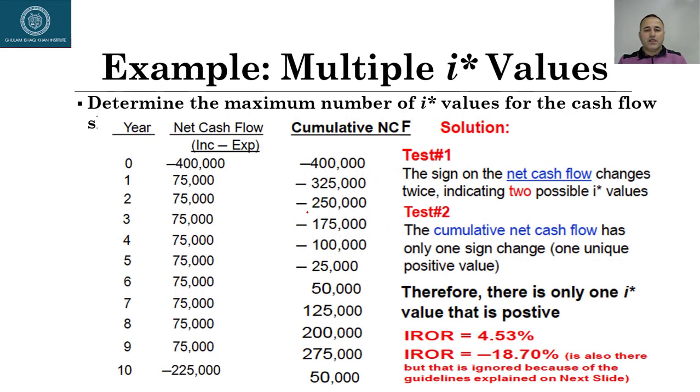Let's focus on this example now, and let's relate it to whatever we learned on the previous slides. This is a typical example of multiple IRR values. Determine the maximum number of IRR values for the cash flow. These are the net cash flows. At t equal to 0, there is an initial cash outflow of minus 400,000, an annuity of $75,000 up to year number 9, and then in year number 10, minus 225.